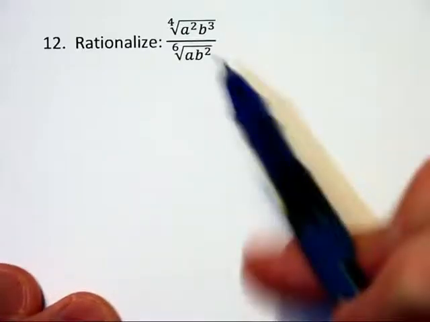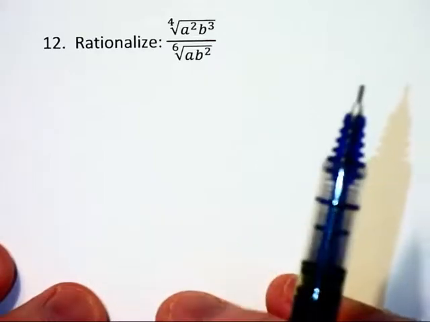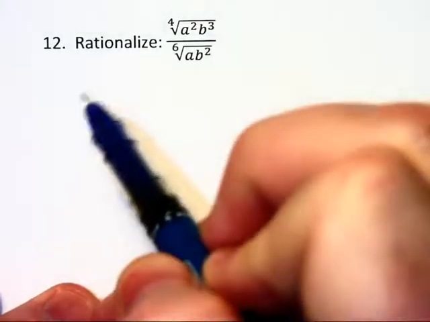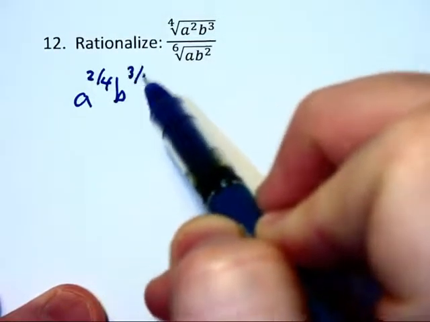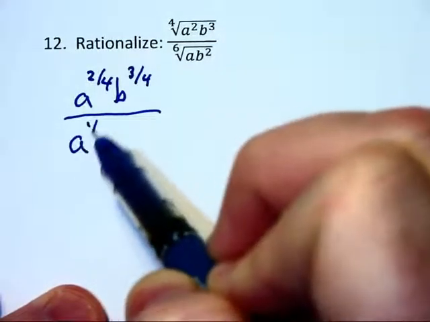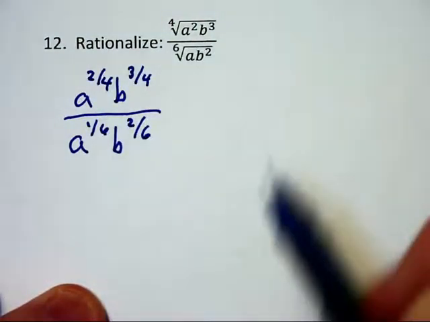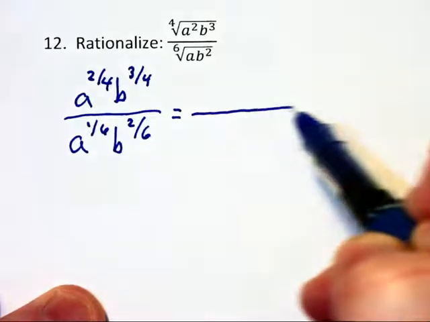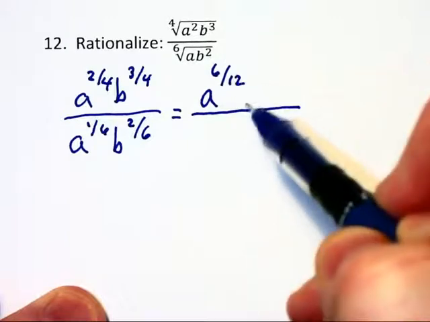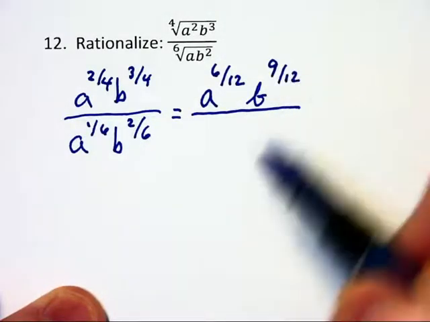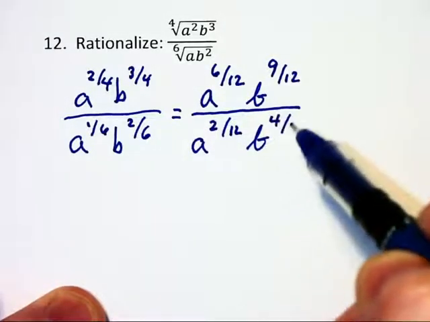In this next problem, we have a 4th root divided by a 6th root, and we know that we have to switch into rational exponents to be able to do this. So what we have is a to the 2/4 b to the 3/4 divided by a to the 1/6 b to the 2/6. Now, since I've got 4th roots and 6th roots, I'd rather have a common denominator of 12 to work with. So let's rewrite this as a to the 6/12 b to the 9/12 divided by a to the 2/12 b to the 4/12.